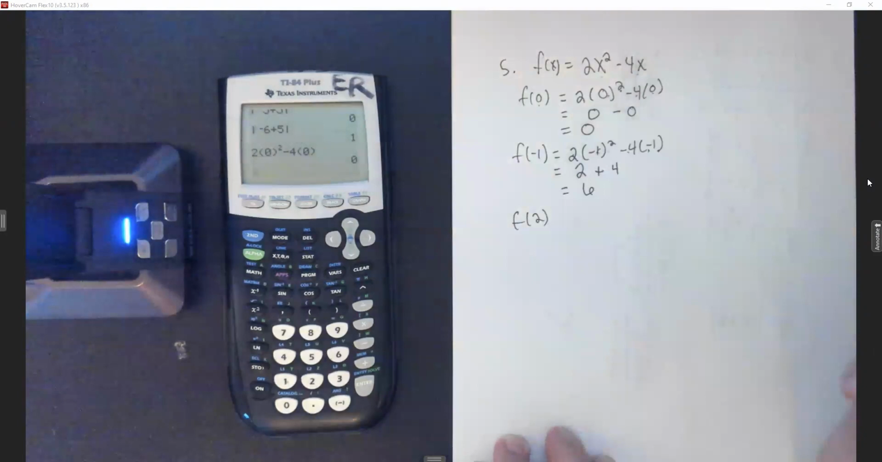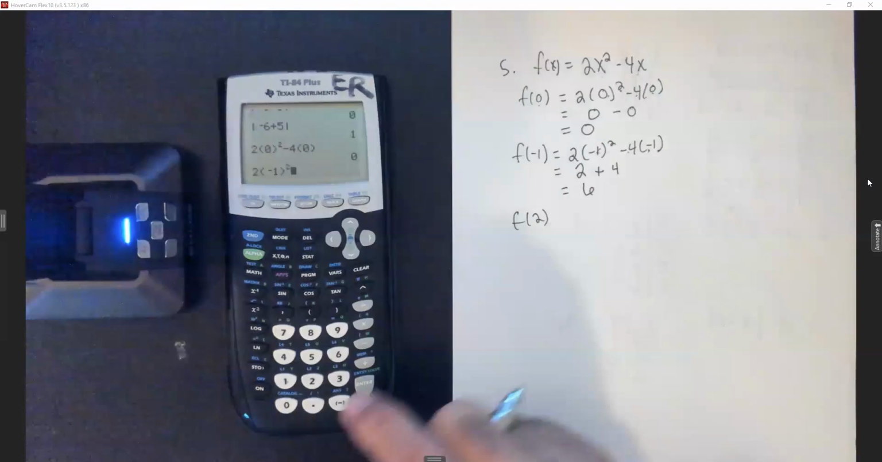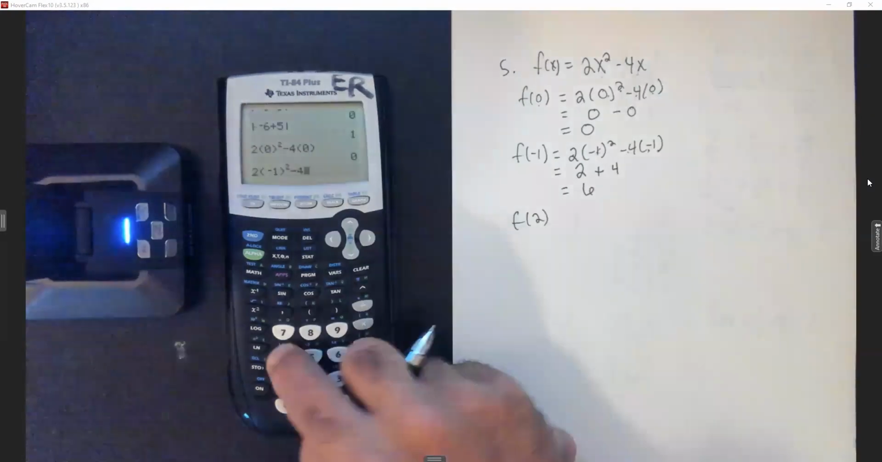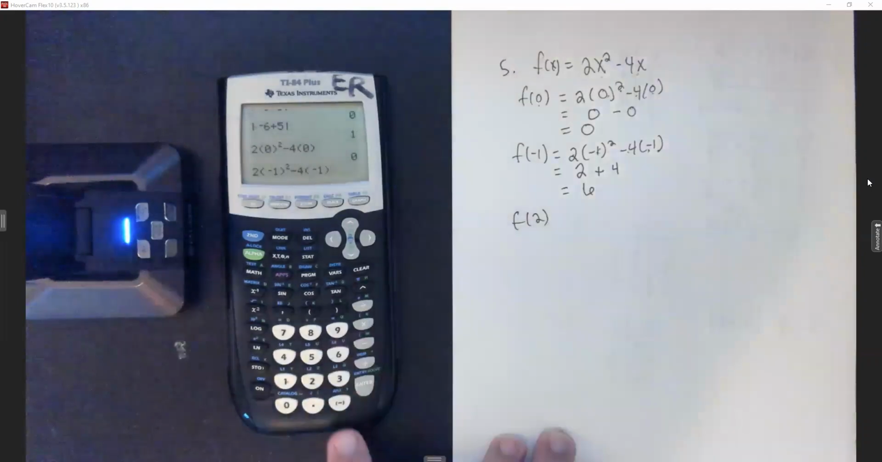So let's see, 2 parentheses -1 squared minus 4 times parentheses -1. So anytime you put negative numbers in, use that negative on the bottom, and we still get our 6.